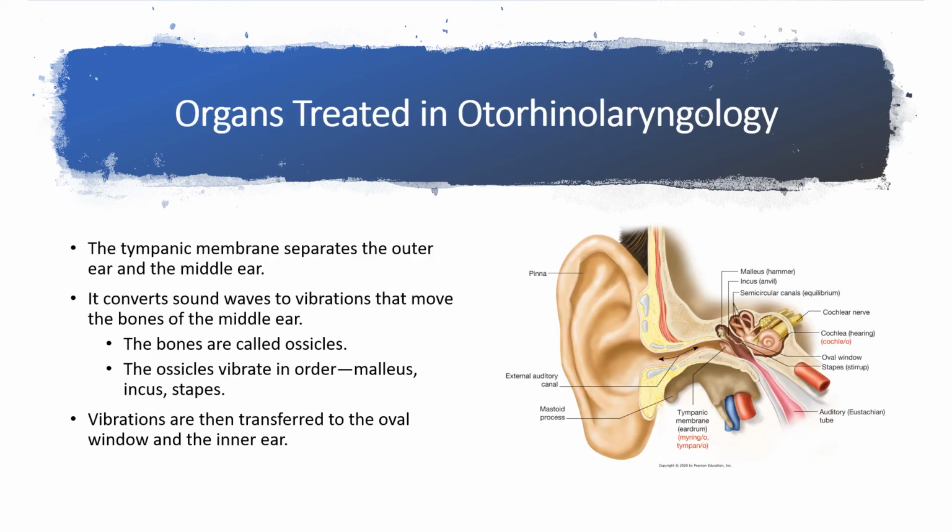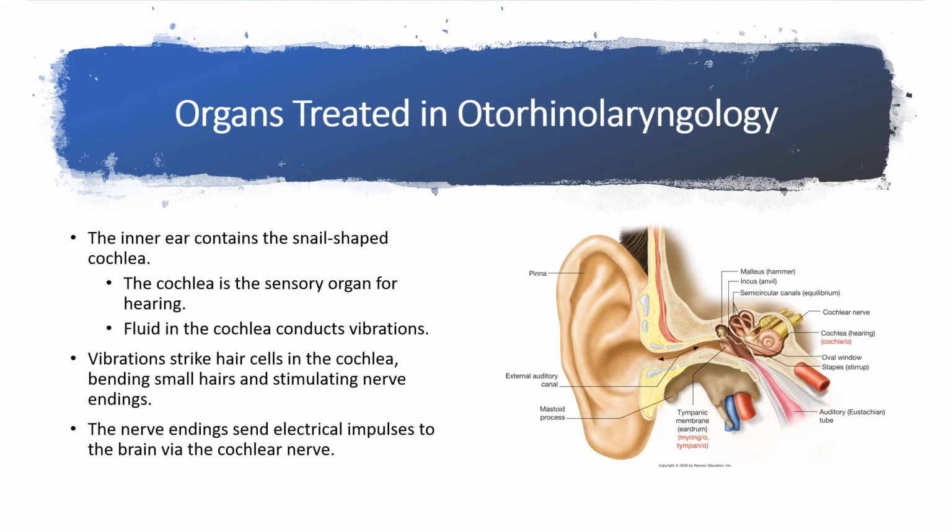Let's start by looking at the ear. You have an outer ear, which is what we see, and then a middle ear and an inner ear. The tympanic membrane is what separates the outer ear and the middle ear. It converts sound waves to vibrations that move the bones of the middle ear, and these bones are called ossicles. And the ossicles vibrate in order: first the malleus, then the incus, and the stapes. Vibrations are then transferred to the oval window and the inner ear.